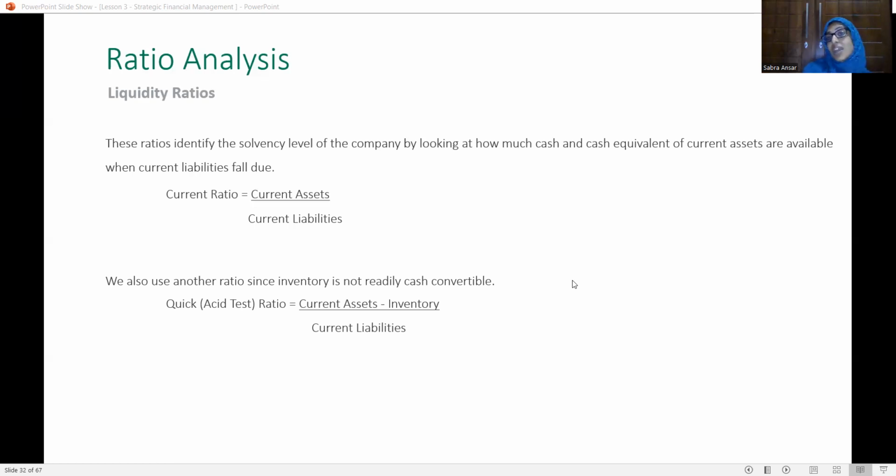So even then, you can see that we have a sufficient amount to pay the current liabilities. Even if we take away the inventory, we have enough money to pay the current liabilities, which shows that the liquidity position of the company is very good. So as you can see, there are two specific calculations done for liquidity, which are the current ratio and the quick ratio. Now let's move on to the next ratio.